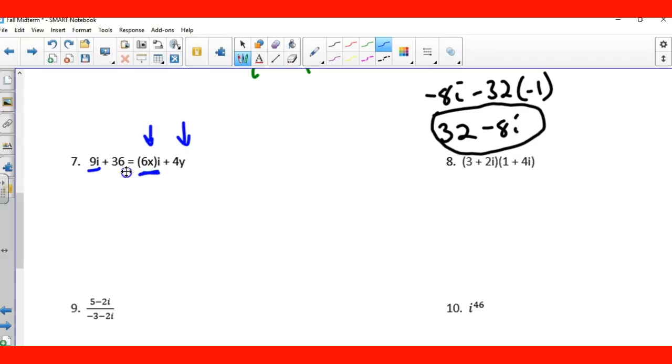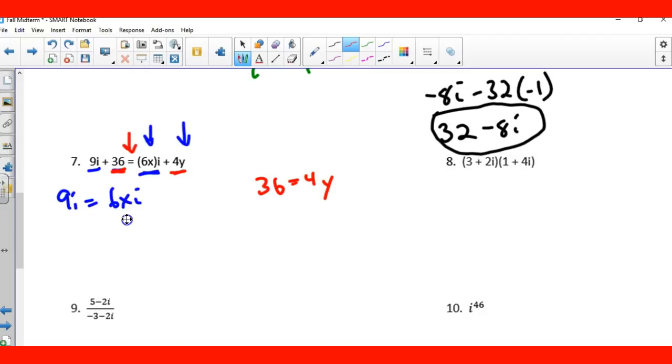I'm gonna set those equal to each other, because see how this is an equal sign? I can set 9i equal to 6xi, like that, okay? And then, if you see the rest, you have 36 and you have 4y. So you have 36 equals 4y. The first thing you do again is look for stuff that has an i, set them equal to each other, okay? After that, take everything else, set them equal to each other, okay?